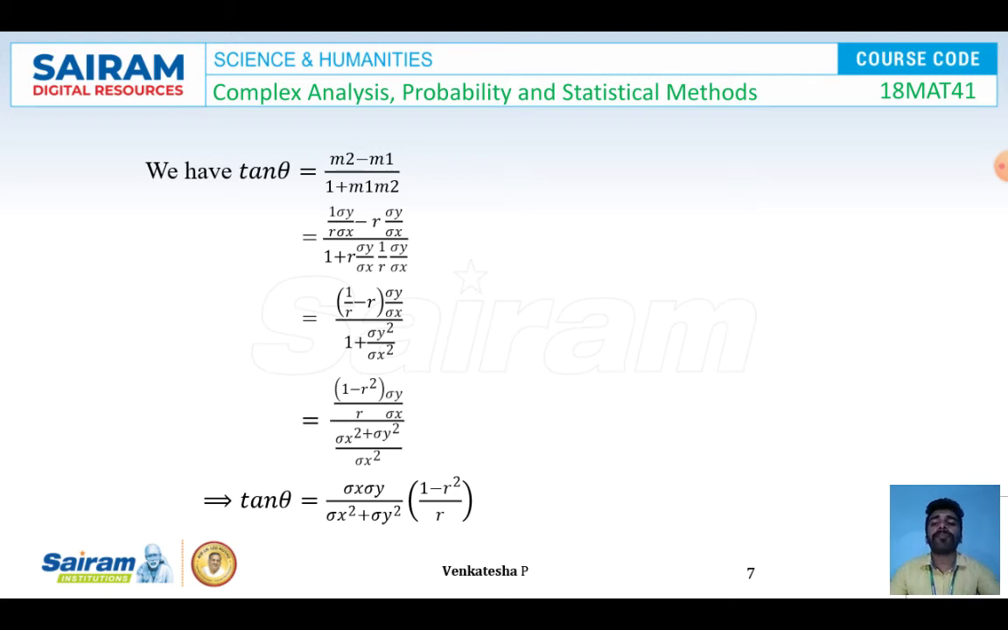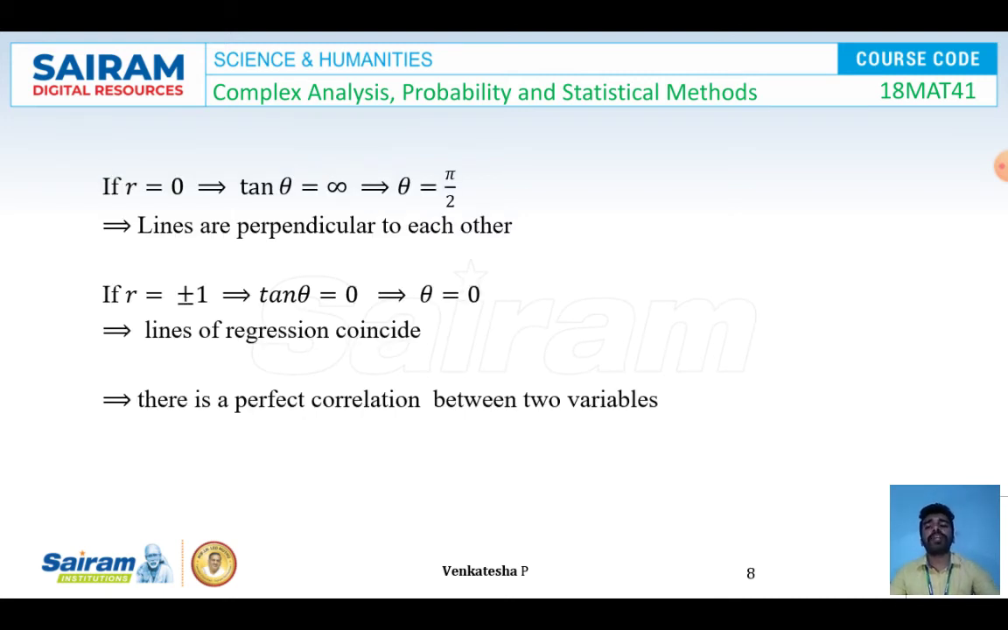So now if I replace r is equal to 0 in the previous equation, I'll be getting tan theta is equal to infinity. It implies theta is equal to pi by 2. So hence I can say the two lines of regression are perpendicular to each other. Similarly, if I put r is equal to plus or minus 1, I'll be getting tan theta is equal to 0. It implies theta is equal to 0. Hence we can say the two lines of regression coincide. Hence we can conclude there is a perfect correlation between two variables x and y.